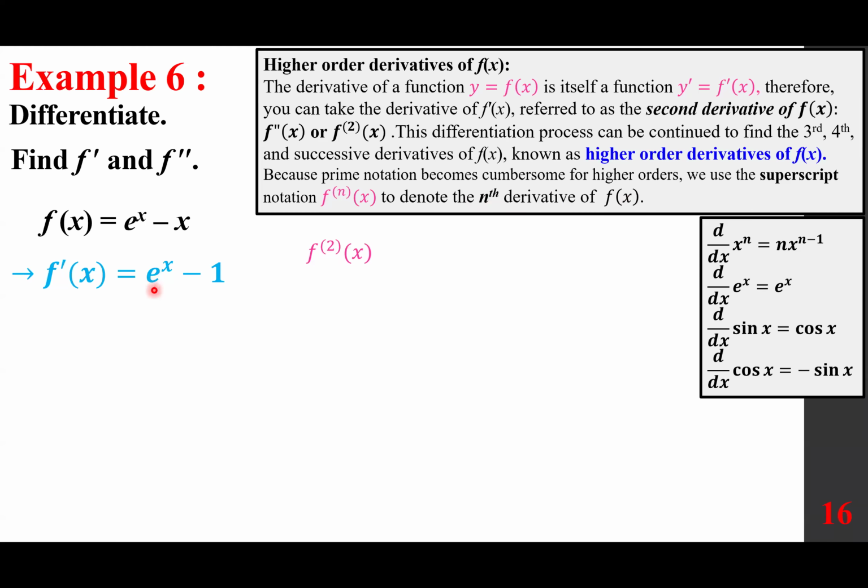So if I differentiate e to the power of x minus 1, I get e to the power of x, and minus 1 gives me 0. So simply e to the power of x, and I'm done.